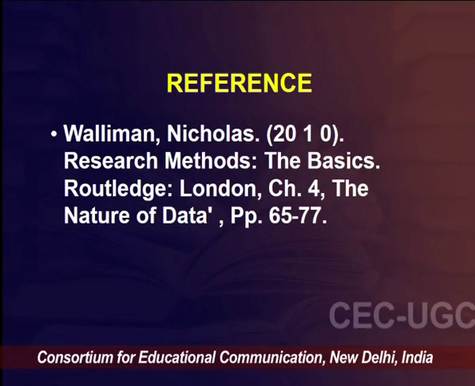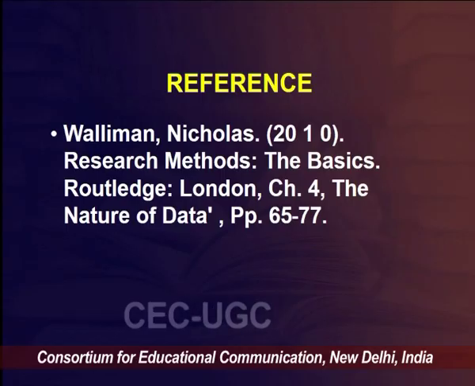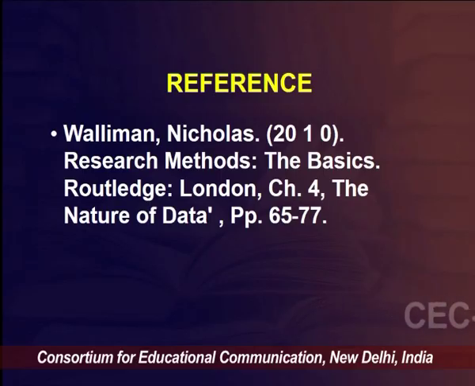Now, to understand the primary and secondary data, the reference for this reading is Walliman and Nicholas 2010, Research Methods. The title of the book is Research Methods: The Basics. It is published by Routledge, London, and chapter 4 talks about the primary and secondary data.